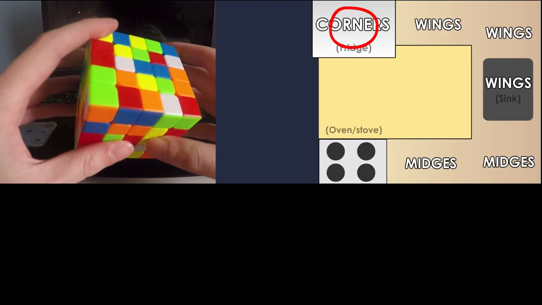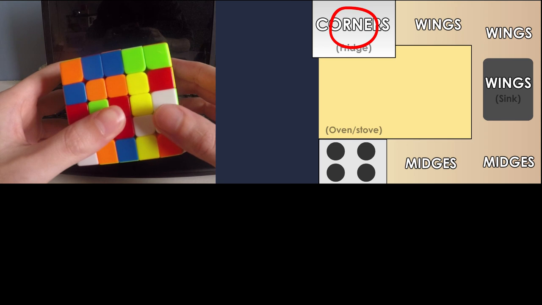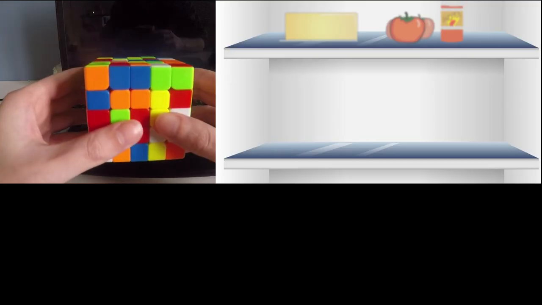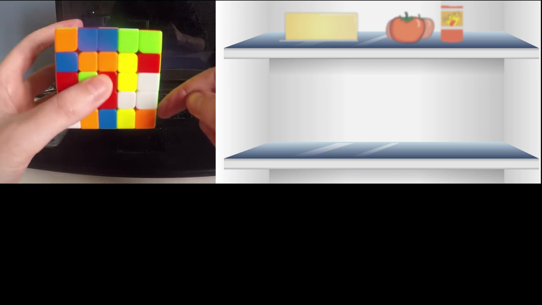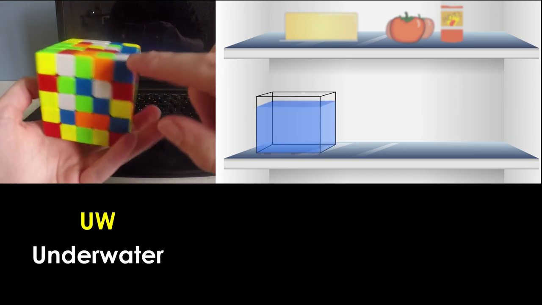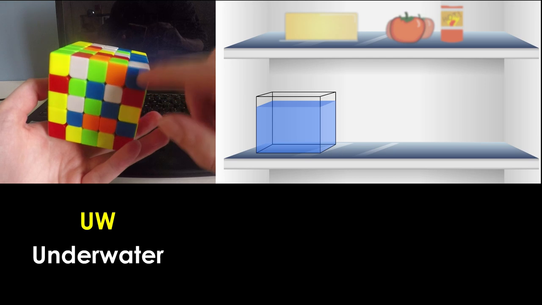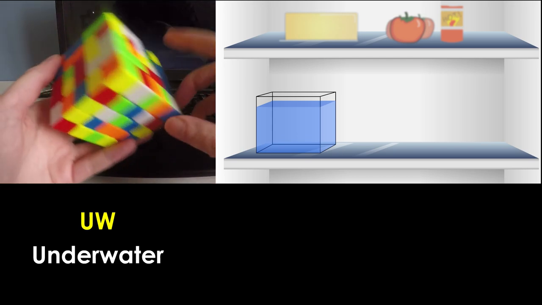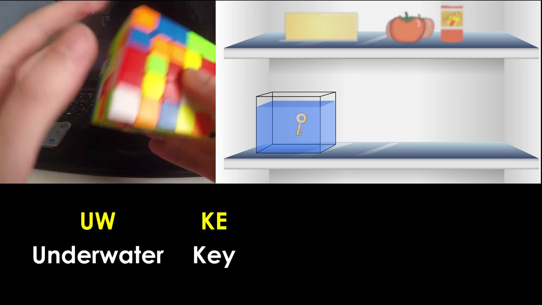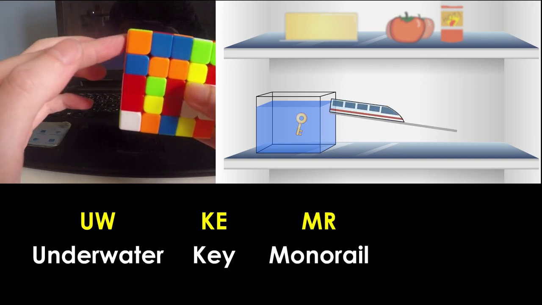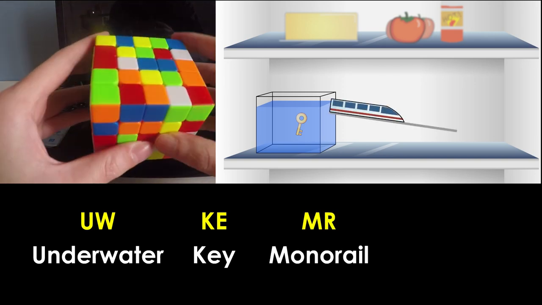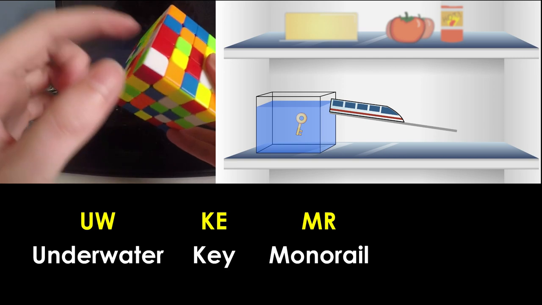Alright, so first location is this fridge, and we're going to be memorizing corners. First letter pair is U, W, and my word for that is underwater. Then we have K, and we need a cycle break, so E, K-E is key, and then M-R, which is monorail for me, and that's everything done except for this twisted corner down here.